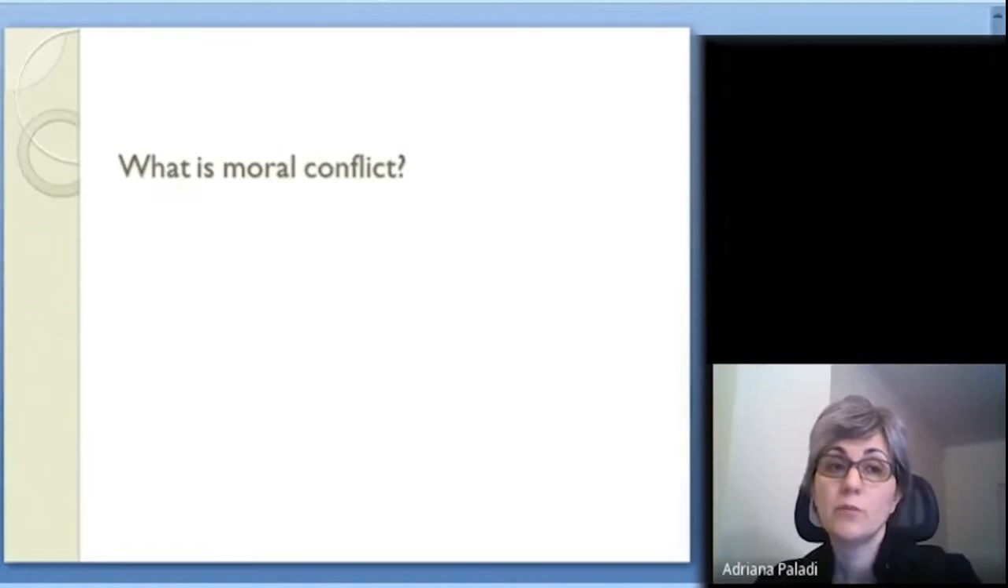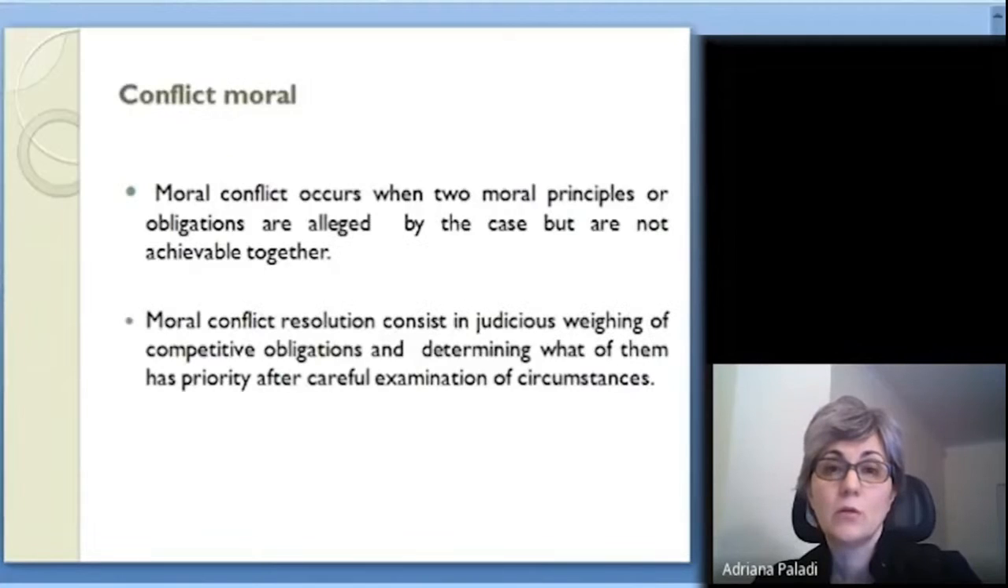All these principles are connected and related to each other, and in the majority of cases a physician should take into account all of them. However, sometimes in some situations, they could come in contradiction to each other. And in this situation, we are talking about a moral conflict.